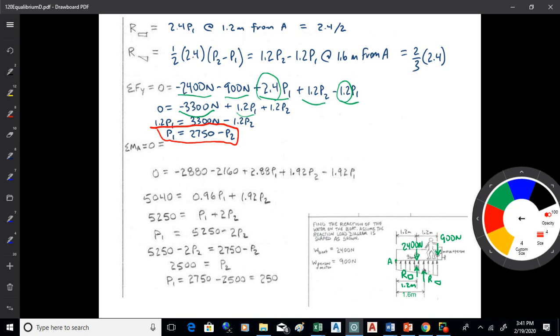So that's one equation that has P1 and P2 in it. So we all right with that? Now that's a force equation. I can also generate a moment equation. So I'm going to take those forces and multiply them by the moment arm. So I'm going to take a moment about A and set that equal to 0.